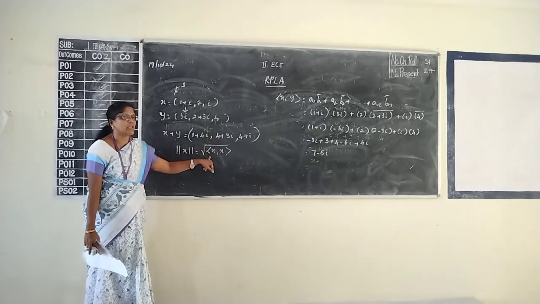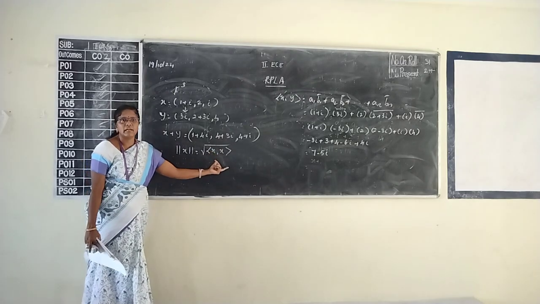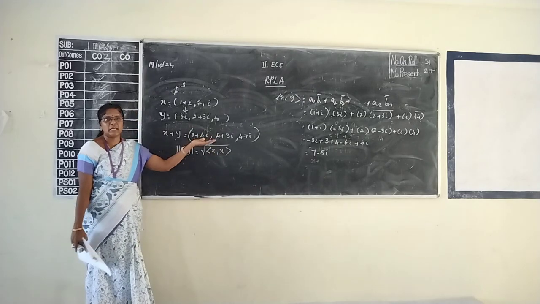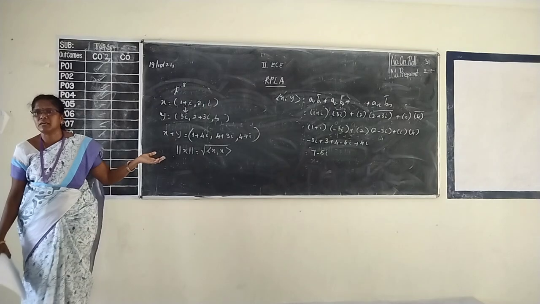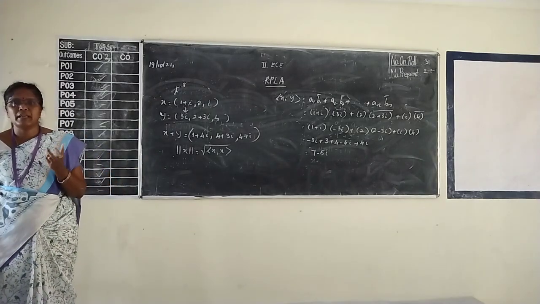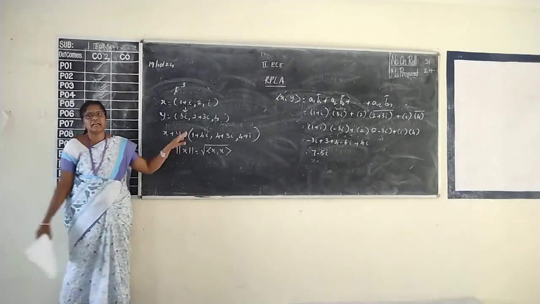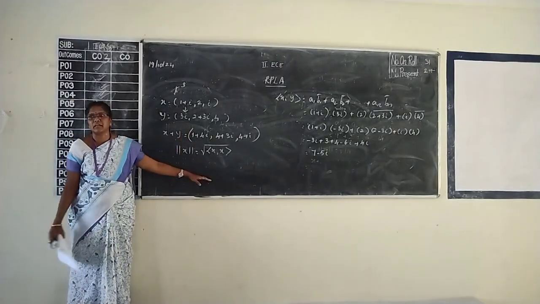Recall the previous problem. How did I find it? I took the inner product, squared the terms and added them, because it was a real system. Just as it is, we square and add. But here we are in a complex system. So what can we do?